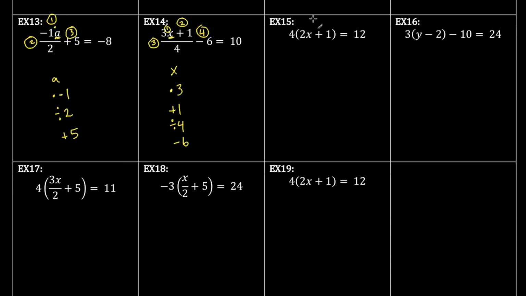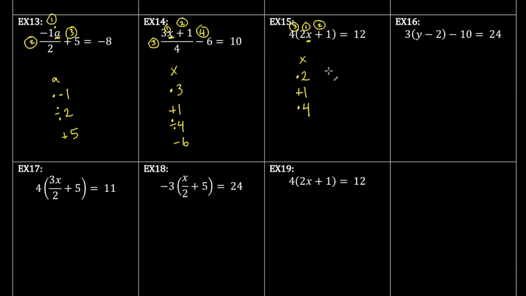In this next equation, I keep saying problem. So we have this equation here. It says 4 times 2x plus 1 equals 12. So in this equation, we start off with x. We multiply by 2. And then we add 1. And then we multiply by 4. See, all of this is in parentheses. So you do everything in here, and then you multiply by 4. And then we get 12.